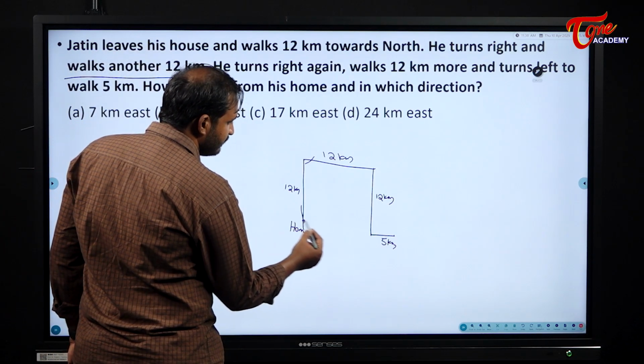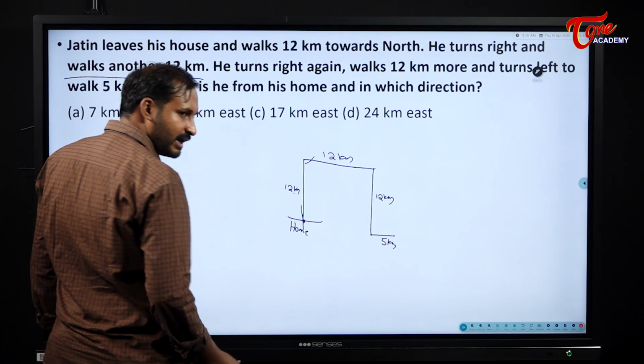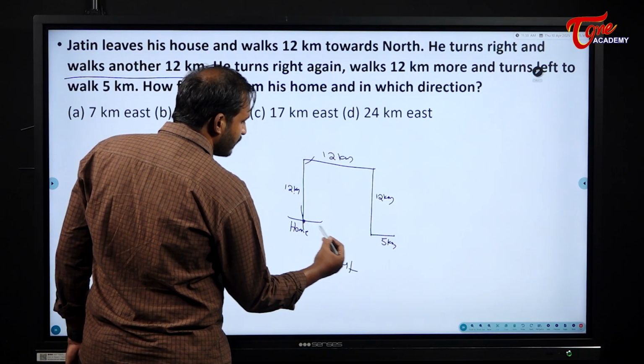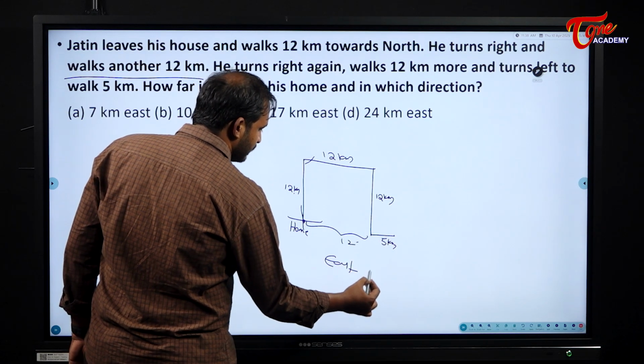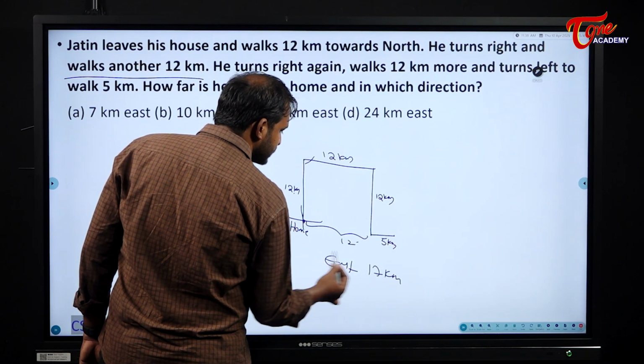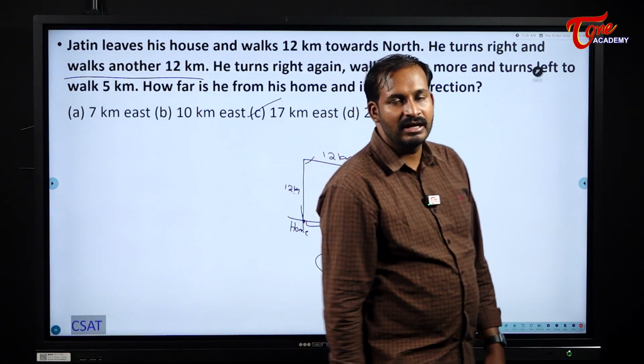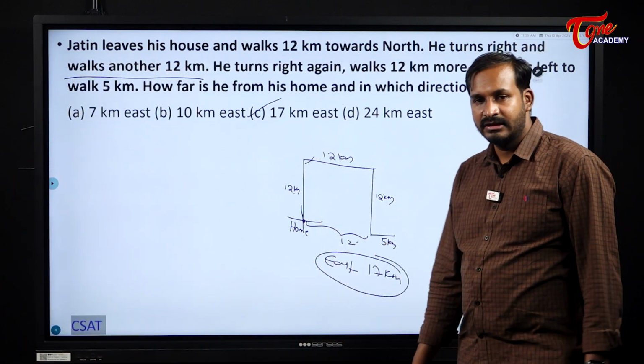See, in which direction? Anyway, 12 and 12 means he came in a parallel line. So this will become what? East. Direction will become east. And how far means this will become 12. 12 plus 5, 17. So 17 kilometers east will be the answer for us here. Okay. Right, next one.